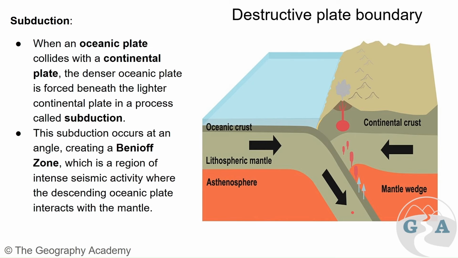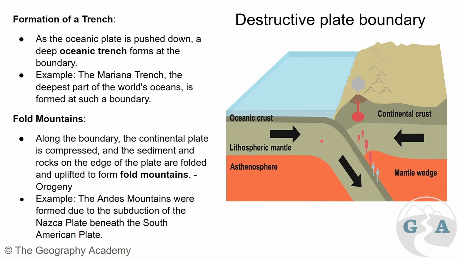Now, this subduction then creates an area of friction where the two plates are colliding and one is moving under the other. This is known as the Benioff zone. This is the area where we can see intensive seismic activity. In this area here as well, we see a trench forming, an area where the continental plate is being pulled back slightly and the oceanic plate is being subducted. This creates some of the deepest areas in the world, including the Mariana Trench.